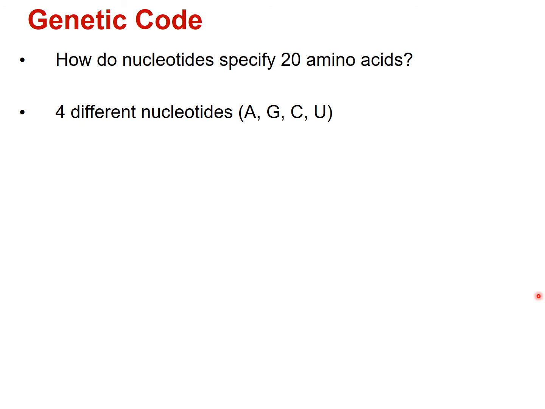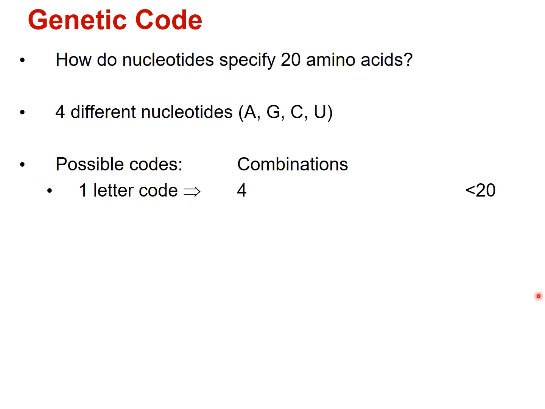There are only 4 different nucleotides in an RNA, A, G, C, or U, right? That's it. So obviously there has to be some sort of code. Now, it can't simply be a 1-letter code. There are only 4 combinations, right? You can either have A, G, C, or U. That is less than the 20 amino acids that need to be encoded.